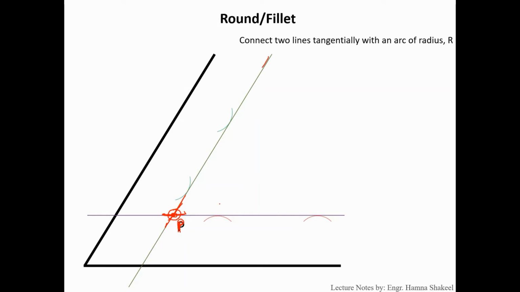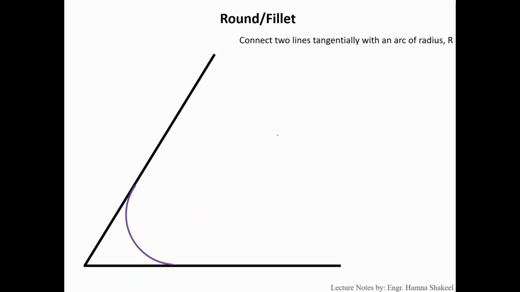So if you draw a circle on this point P, if you make this P point a center of your circle and you draw a circle having a radius R, that circle will touch both these lines at a tangent point. So this circle is fulfilling the required criteria. If you erase all the extra lines, this will give you an arc that is connecting the two lines tangentially, and the radius of this arc is R.